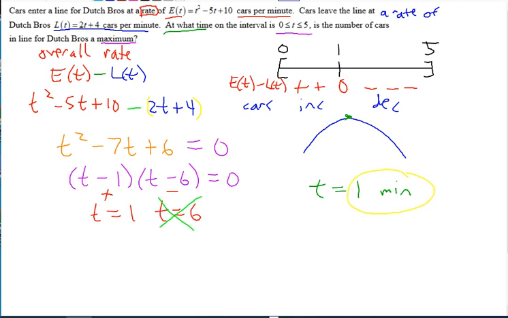And that concludes the notes for AP Calculus on the topic of optimization problems.